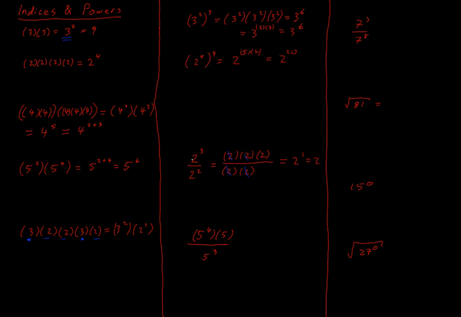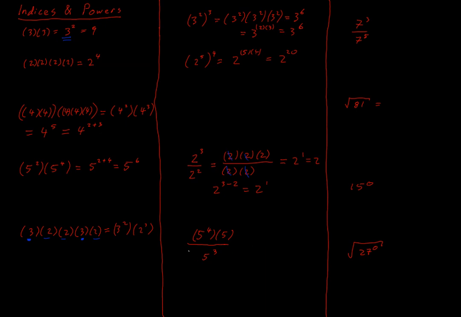So what did I end up doing with my powers in this case? I ended up taking them away. So when I'm dividing the same number with different powers, I end up subtracting the powers. So the number that's underneath the line here, I'm subtracting away, and I end up with 2 to the power of 3 minus 2, which is 2 to the power of 1.